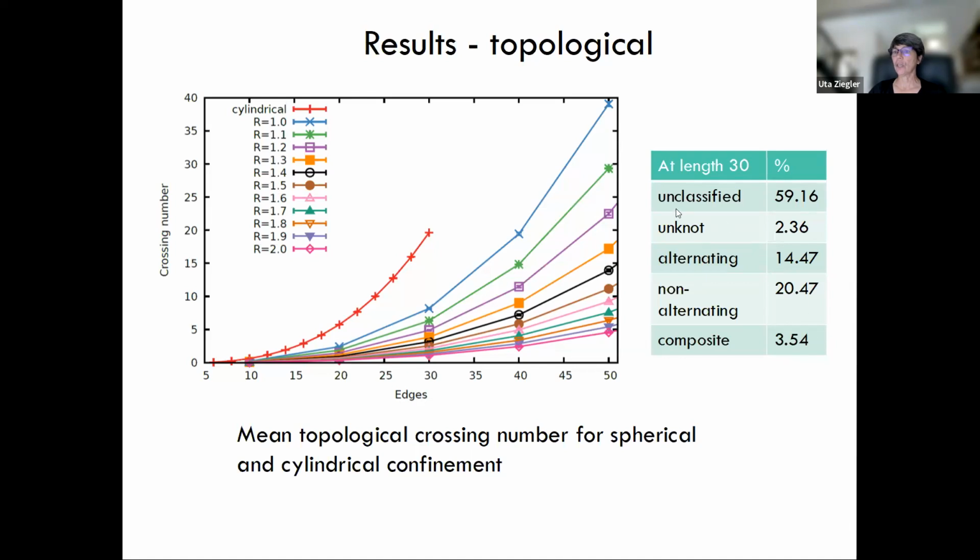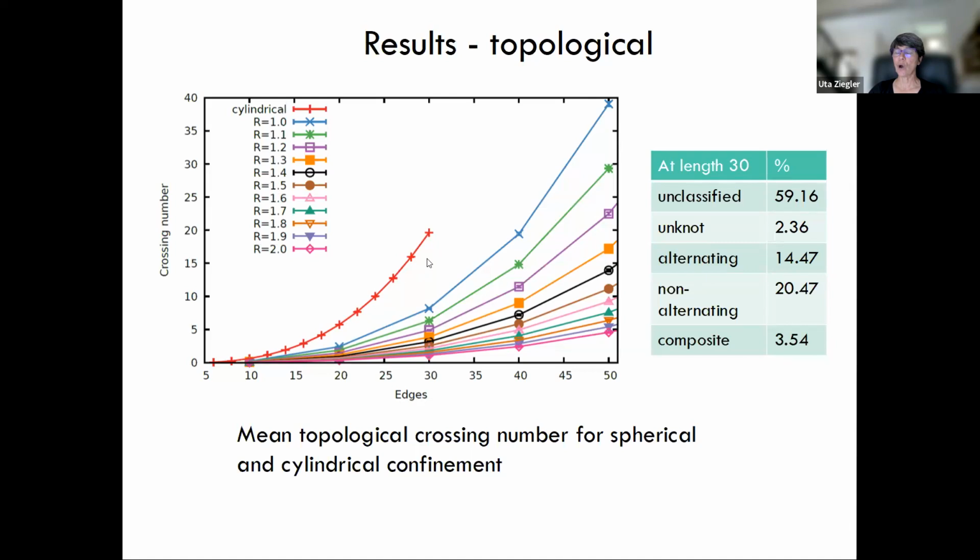Now, a little bit of a side: in this case, at length 30, we have 60% unclassified knots. We have roughly 2% unknots, 14% alternating knots, about 20% non-alternating, and 3.5% composites. So the knot type we have the most is unclassified. At some later point, I'm going to show you how we have an idea to deal with that.